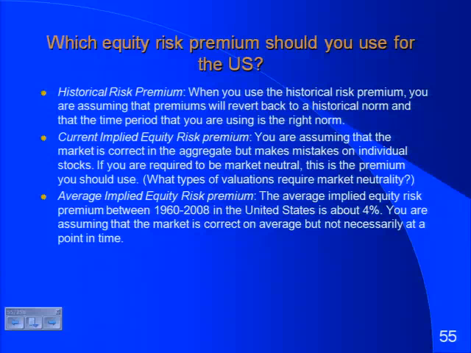So let's review where we are. If you take the US market now, you have the historical risk premium. Right now, 3.88%. That's a geometric average long-term premium of stocks over T-bonds. If you use the historical risk premium, you're implicitly assuming a reversion back to historical averages, that things revert back. Right? The second premium that I can use is the current implied equity risk premium, current as in right now, 6.51%. If I do that, I'm essentially being market neutral.